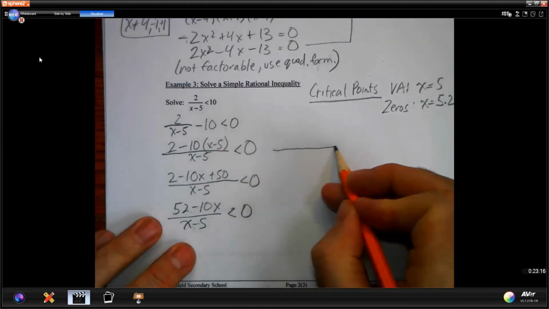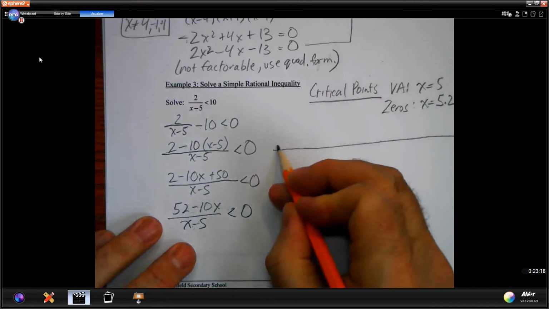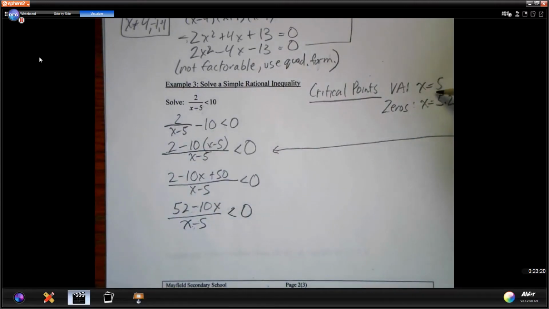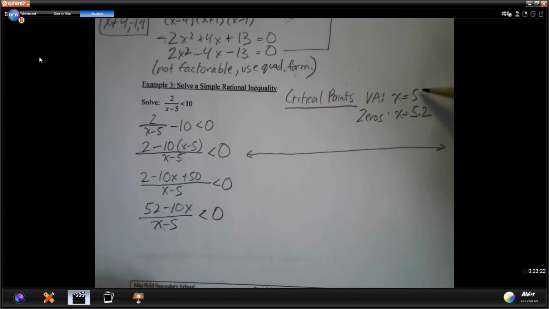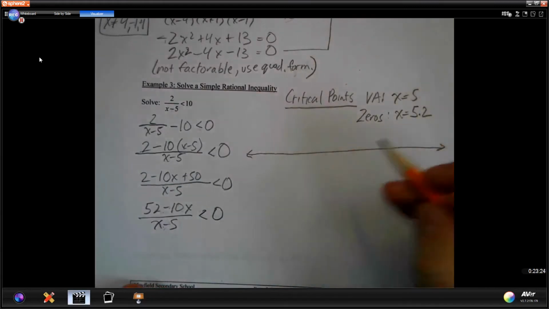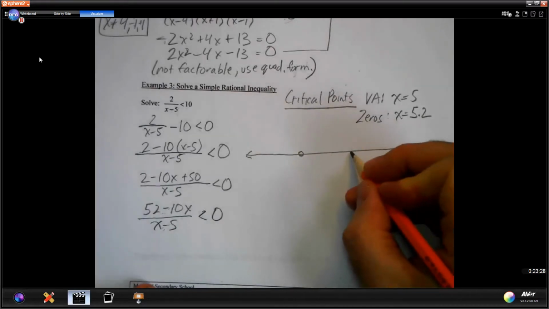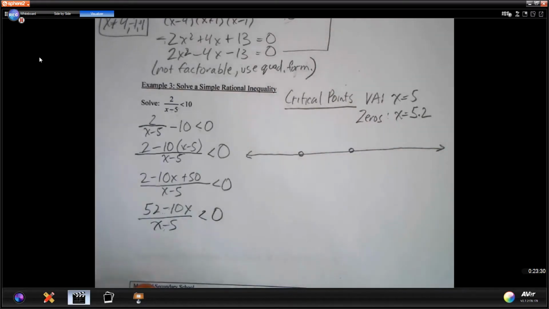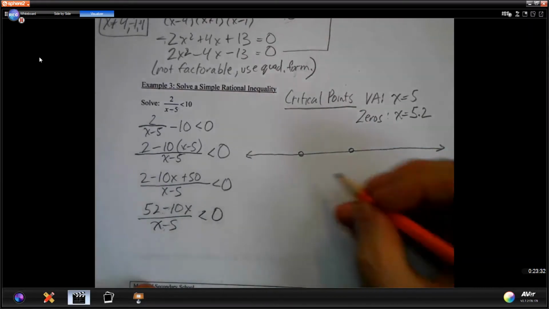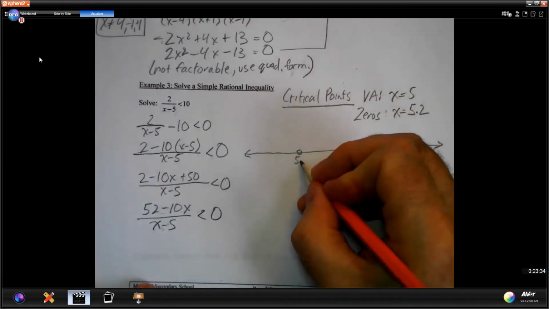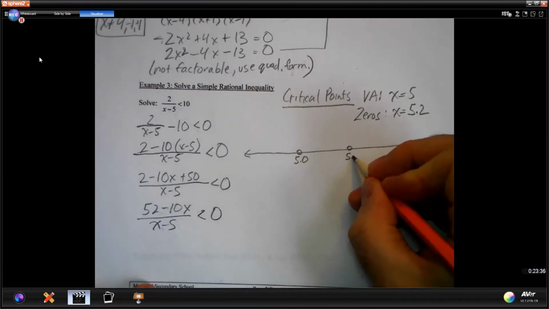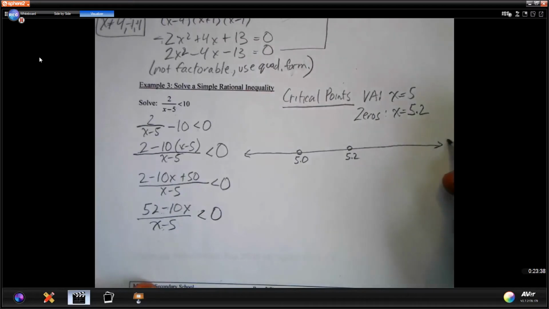Okay, so we're going to do our number line. Always start off with our number line, and I'm going to place all my vertical asymptotes and my zeros. Well, these are really close together. I can space them apart just for visual effect, so they're not too close together. So I'll put a 5.0 and a 5.2 just to make it super clear. Maybe an x there for the x-axis.